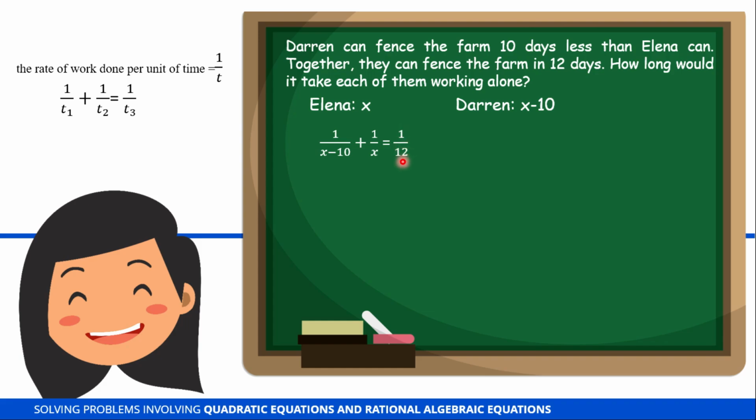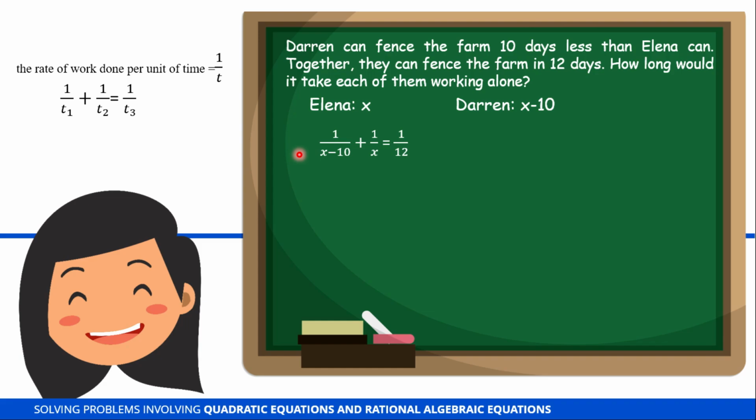Saan nanggaling yung 12? Ito yung time, okay, ng pag-accomplish nila ng pag-fence ng farm working together. So, that's 12 days. Okay, so we have 1 over 12. This is now our equation for our problem. Iko-convert muna natin yan into quadratic equation. So, paano natin gagawin yon?